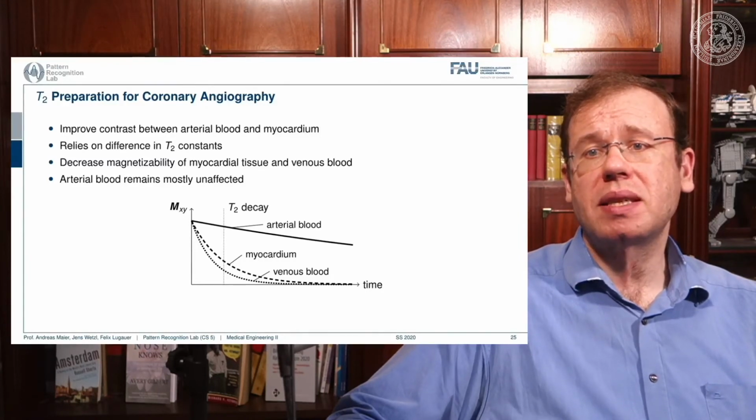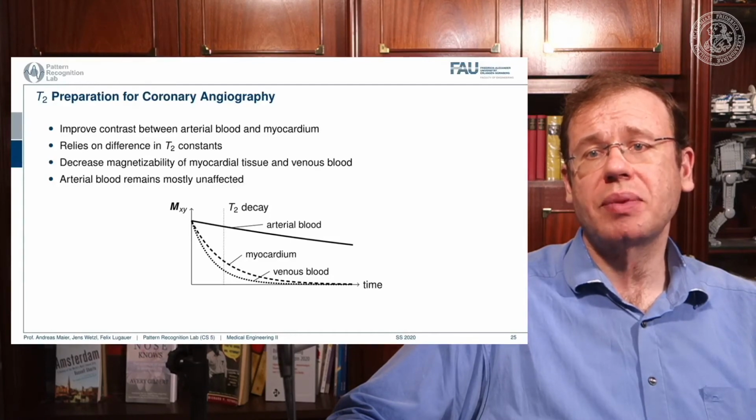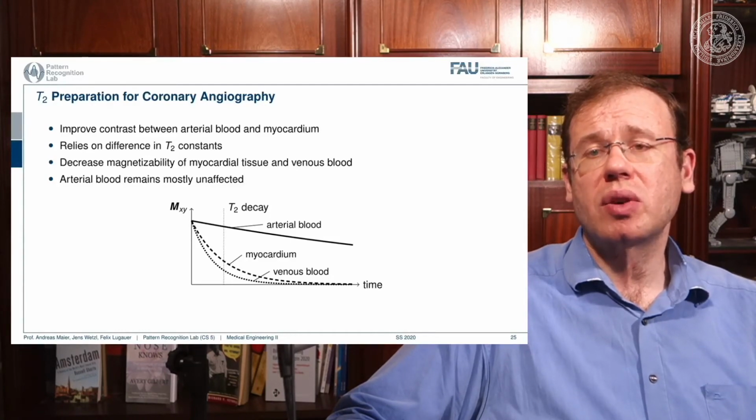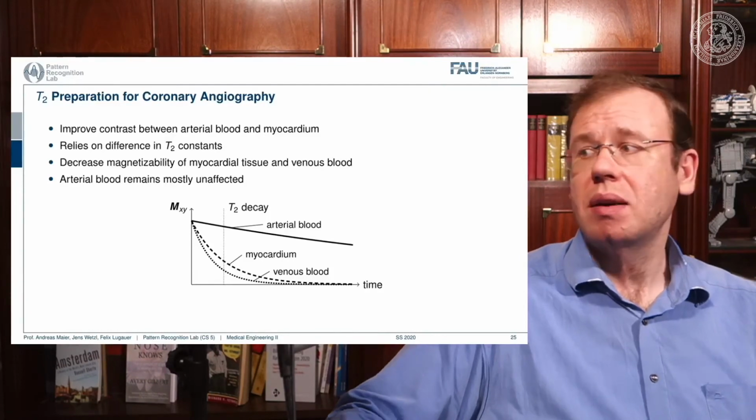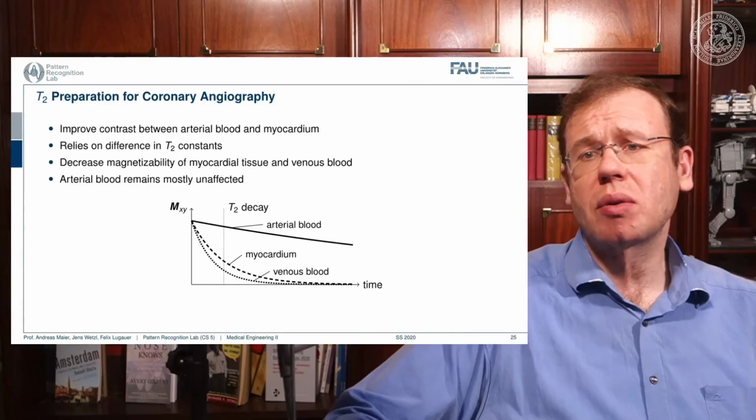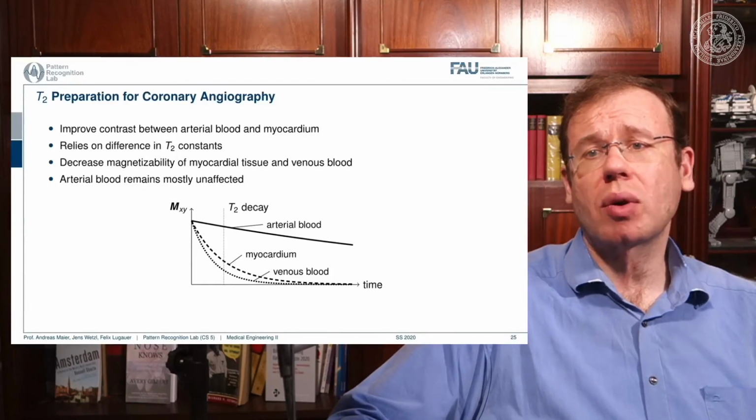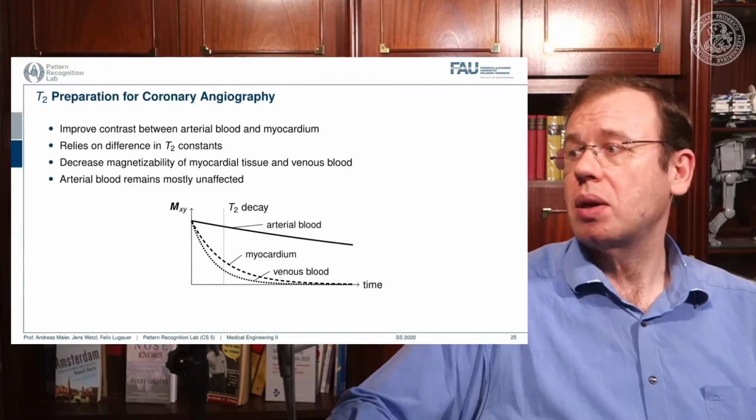And this can be done by using the T2 decay. So we want to have the arterial blood to be mostly unaffected, because the arterial blood has a much slower decay in terms of the transverse direction, and this can be achieved by using an appropriate preparation pulse.